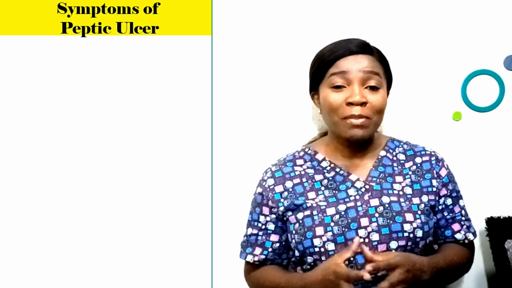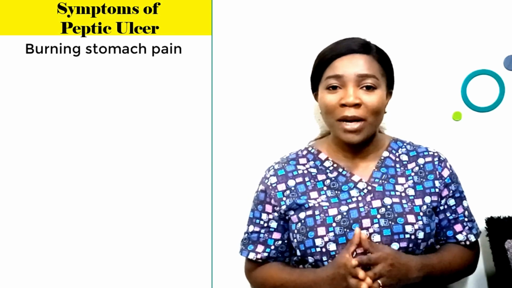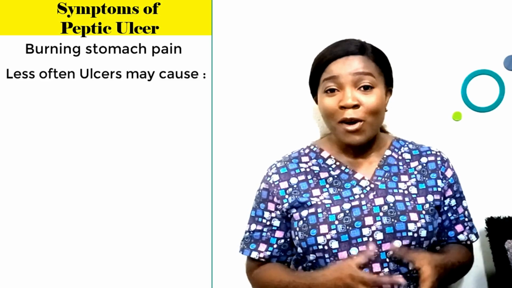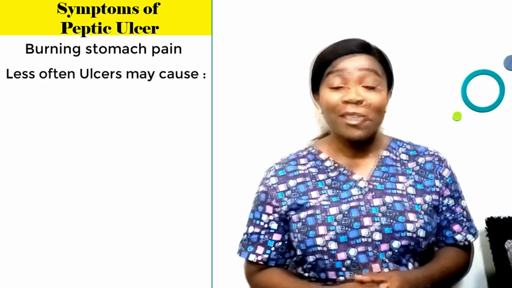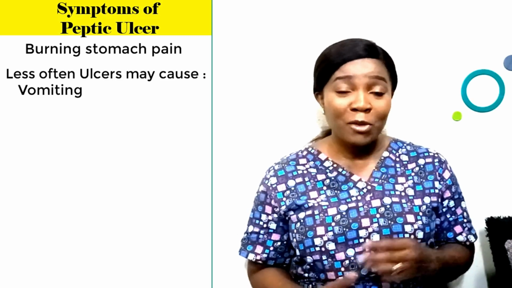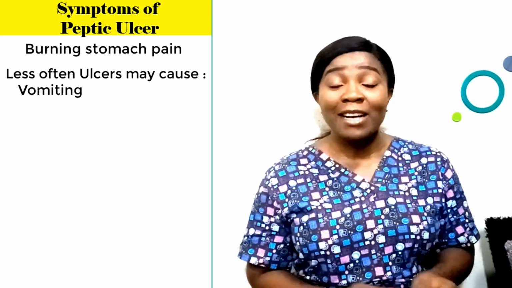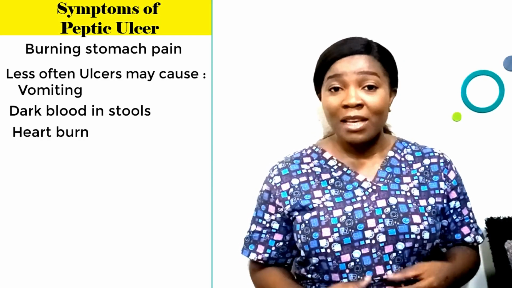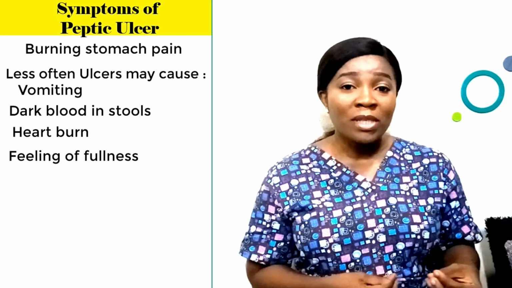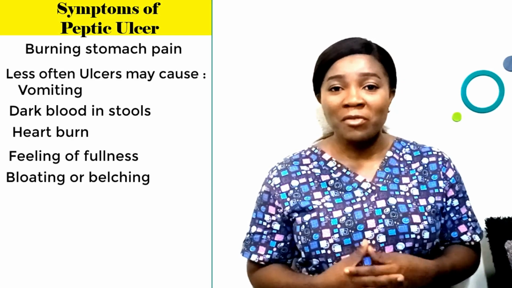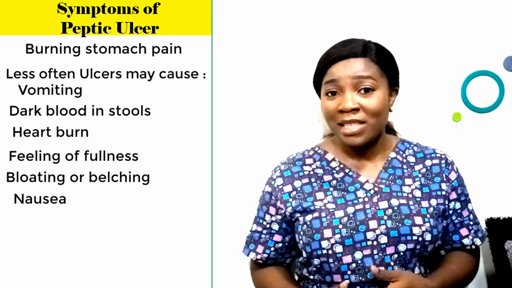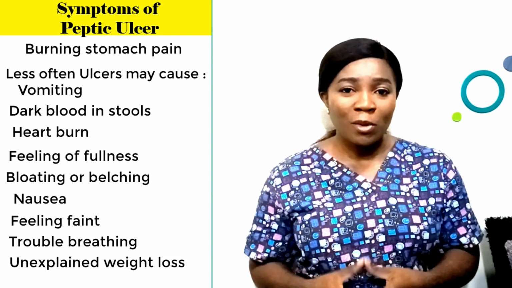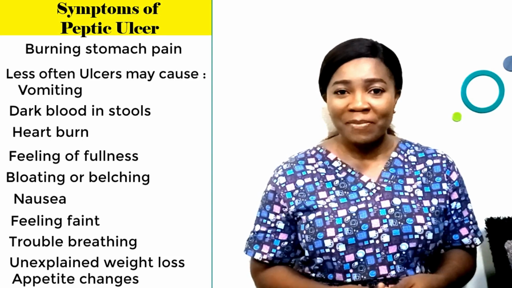The most common peptic ulcer symptom is burning stomach pain. Many people with peptic ulcers do not have symptoms. Less often, ulcers may cause severe signs and symptoms such as vomiting or vomiting blood, which may appear red or dark, blood in stools or stools that are black or tarry, heartburn, feeling of fullness, bloating or belching or intolerance to fatty foods, nausea or vomiting, feeling faint, trouble breathing, unexplained weight loss, and appetite changes.